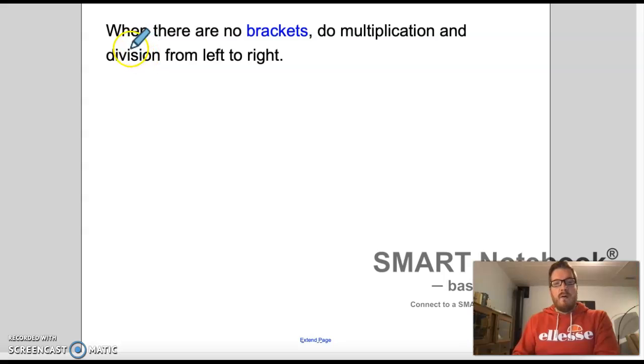All right, so similar rule: when there are no brackets, you do multiplication and division from left to right. Notice it doesn't say multiplication and addition from left to right. They have grouped adding and subtracting in one group, and multiplication and division in a second group.